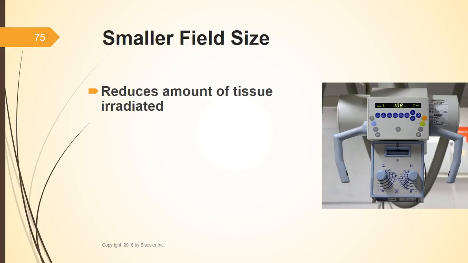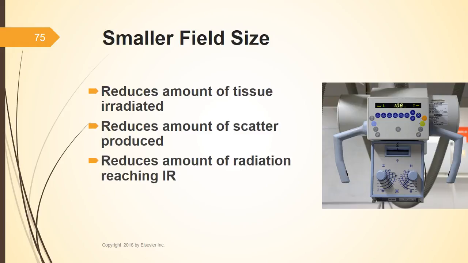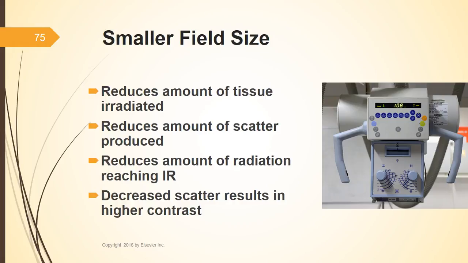Now, here's that same tube. A smaller field size, we've made our box smaller, less light coming out. We have increased collimation. But by making the box smaller, we've let less X-ray through and less tissue is radiated. That reduces the amount of scatter and the amount of radiation reaching the IR, and that decreased amount of scatter results in higher contrast. But it requires an increase in mAs.